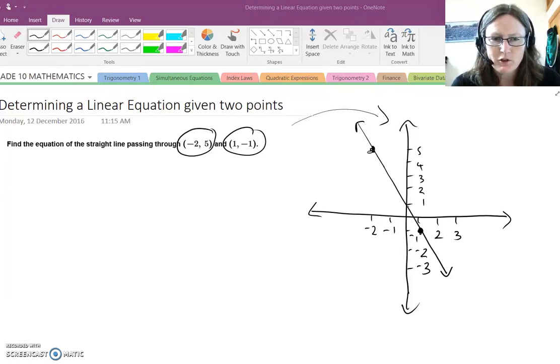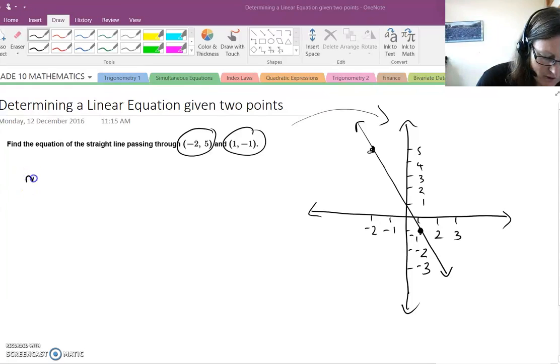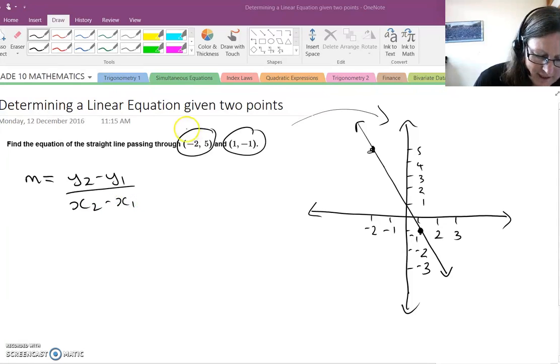The previous video we were given 2 points, but one of them was the y-intercept. So I guess there's one little more step needed here. First step is exactly the same. Let's work out our gradient. Here is our gradient formula. With these 2 points, let's label them x1, y1, x2, y2, and substitute into our gradient formula.